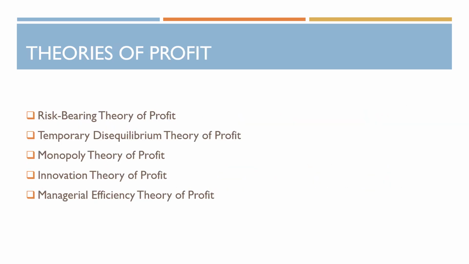Some of these theories that you can find in the textbook readings include the risk-bearing theory of profits. So profit is derived from the difference between cost and revenues plus any risk of running the business. And the second concept here is called the temporary disequilibrium theory of profits.